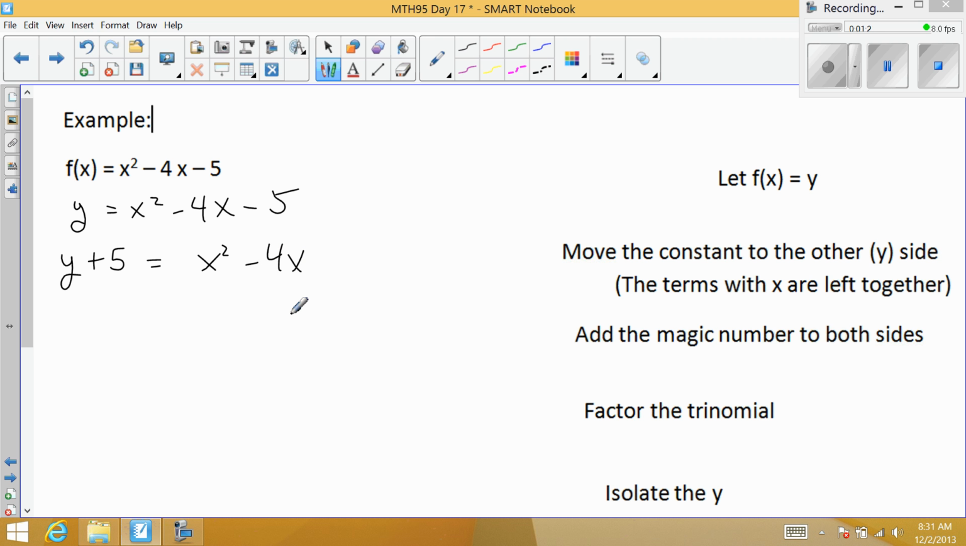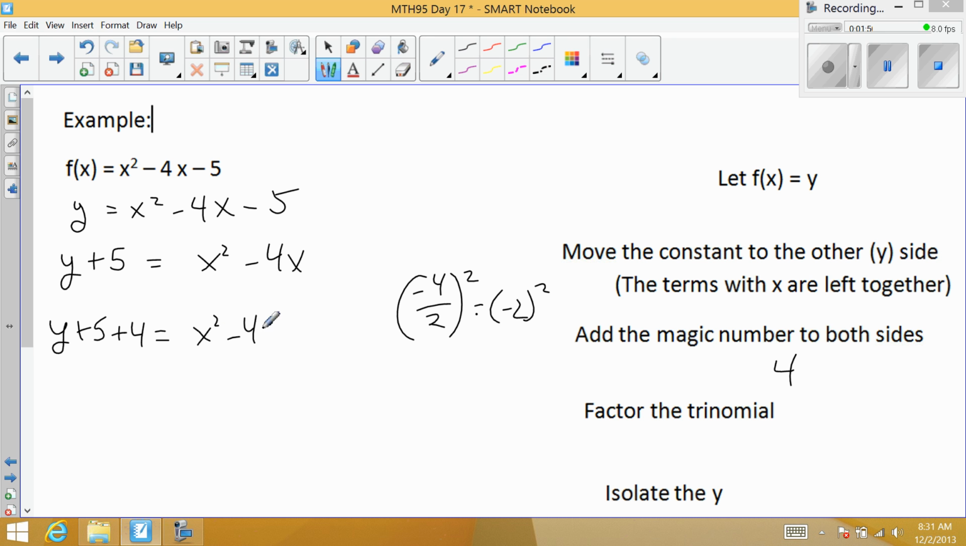Now I'm going to need the magic number to add to both sides. To find that magic number, I take the coefficient of the x, which in this case is −4, divide it by 2, and square it. So −4 divided by 2 is −2, and (−2)² is +4. So I'm going to add 4 to both sides. I'll have y + 5 + 4, which gives me 9, and then x² − 4x + 4. It's still an equivalent equation because we've done the same thing to both sides.